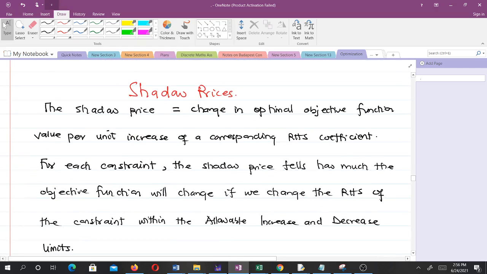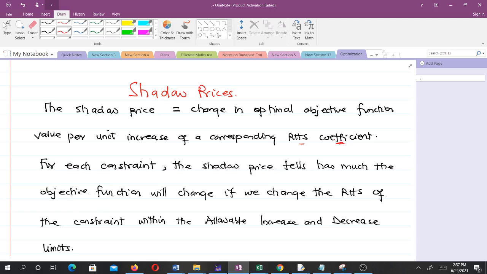So I made mention of shadow prices, right? When we convert the primal problem to a dual problem, in the new objective function the coefficients of the decision variables, y1, y2, and the rest, are what we call shadow prices. So what are shadow prices? The shadow price is equal to the change in optimal objective function value per unit increase of a corresponding right hand side coefficient, because when we formulate the dual from the primal, the coefficients of the decision variables now are the right hand side we had in the primal problem.